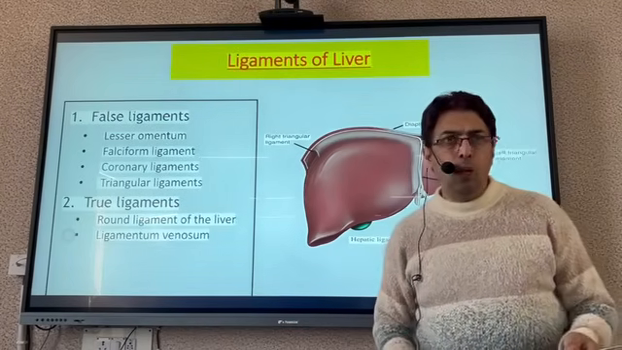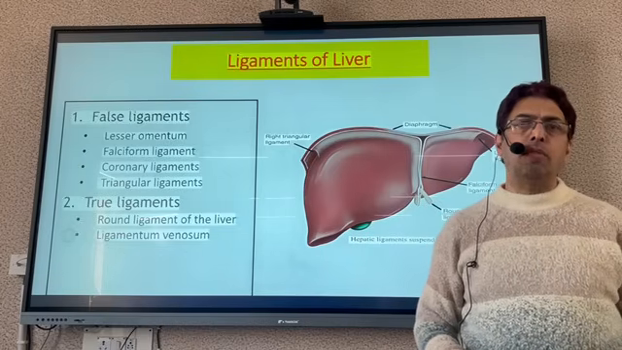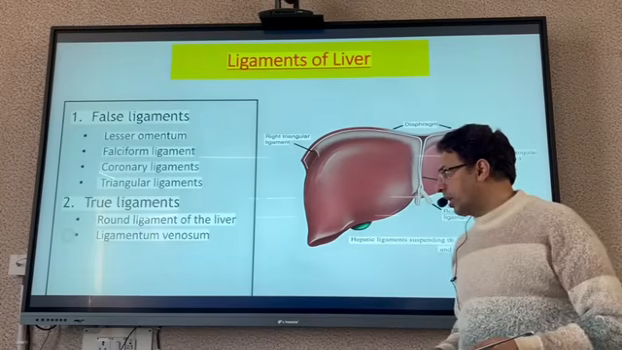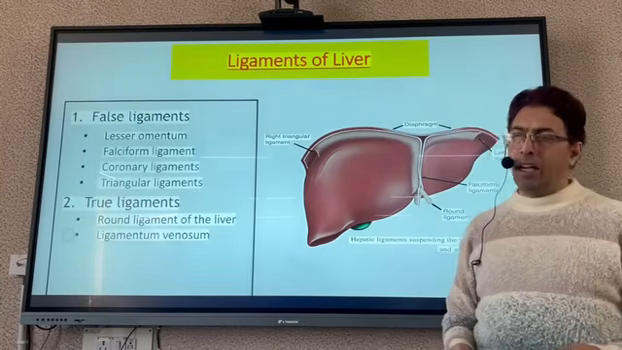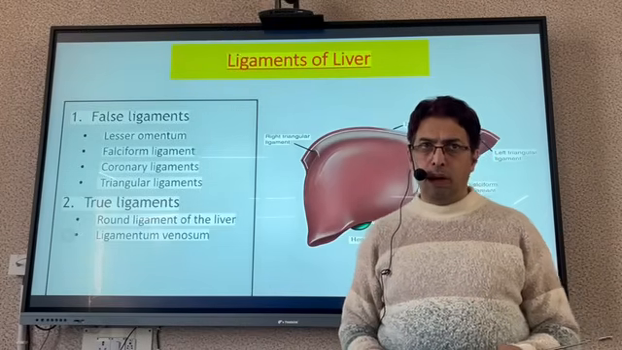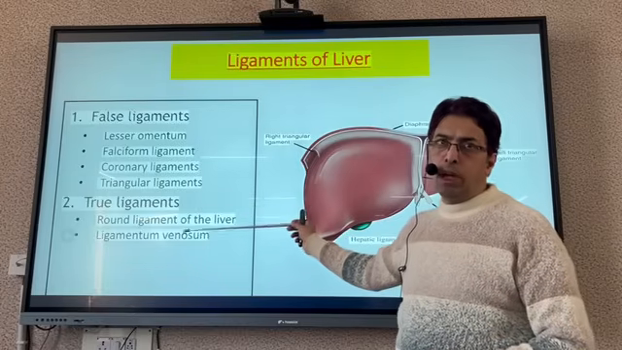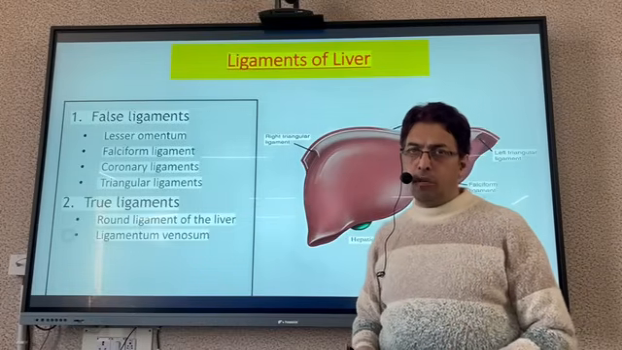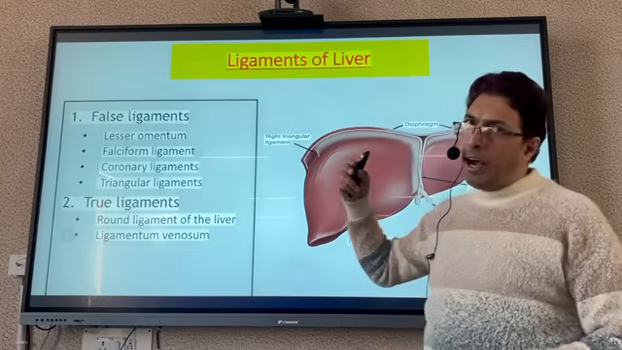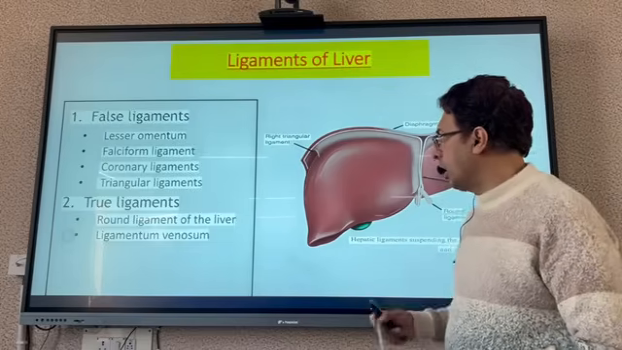Now, as far as the ligaments are concerned, we classify the ligaments of the liver into 2 categories: the pseudo-ligaments or false ligaments, and the true ligaments. As far as the true ligaments are concerned, we have the round ligament of the liver and the ligamentum venosum. I will be showing you what it is. Only 2 ligaments of the liver are true: one is the round ligament of the liver and the second is the ligamentum venosum. All the other ligaments which are attached to the liver are pseudo or false ligaments.